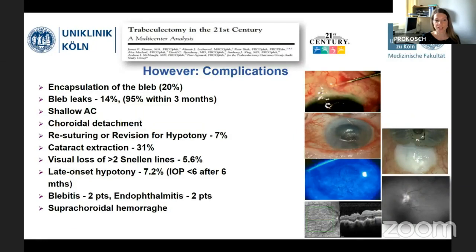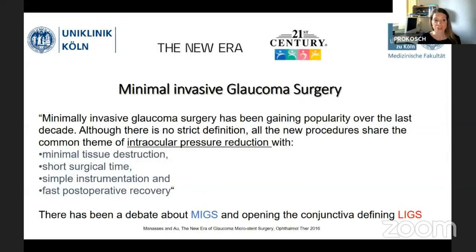There are some complications. There might be encapsulation of the bleb, which needs revision, bleb leaks, a shallow AC, choroidal detachment. Every glaucoma surgeon has gone through all those complications. And it's sometimes not easy to deal with the patients and to revise those complications. Although they are not very, very common, they're still difficult to deal with and difficult for the patient.